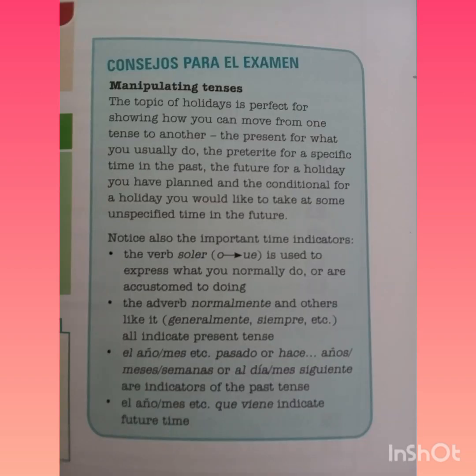Consejos para el examen. Manipulating tenses. The topic of holidays is perfect for showing how you can move from one tense to another. The present for what you usually do, the preterite for a specific time in the past, the future for a holiday you have planned, and the conditional for a holiday you would like to take at some unspecified time in the future. Notice also the important time indicators.